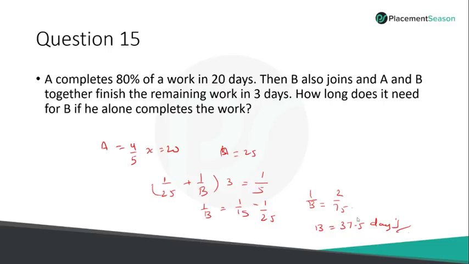You can use the unitary method also, but this is very simple to answer for these kind of problems. Like you can use the LCM method, taking LCM. A's 1 day work, B's 1 day work, and when they work for 3 days, they can finish 1/5 of the work when working together, right?